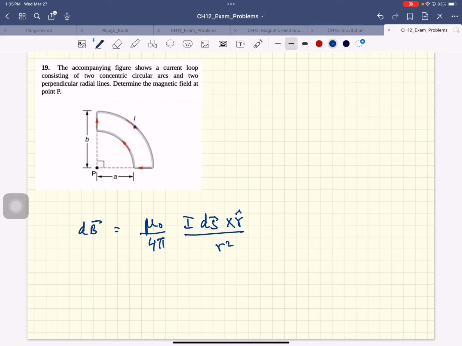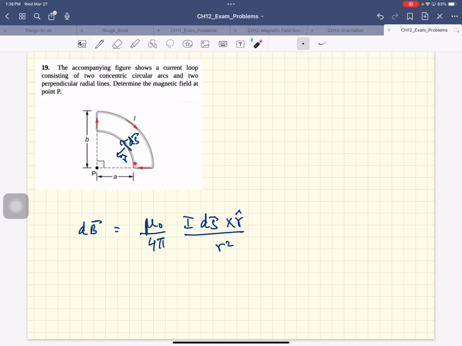Okay, let's concentrate on just this one element. We're looking at this element ds. There is r hat. r hat is a unit vector, ds is dx. ds cross r is a vector coming out of the sheet. For this element also the vector is coming out of the sheet. For this element also the vector is coming out of the sheet.